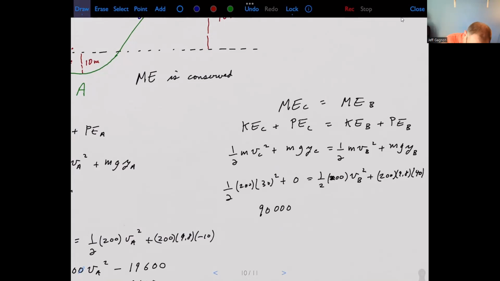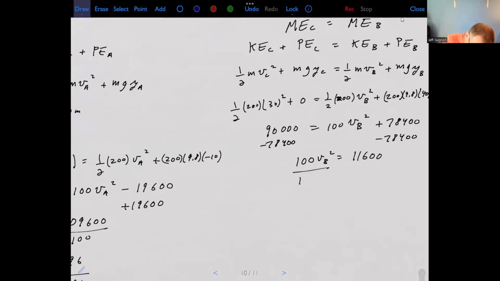So if you work this out, this will be 90,000 again, is equal to 100 VB squared plus 78,400. And then if I subtract 78,400 from both sides, I'm going to have 100 VB squared is equal to 11,600.